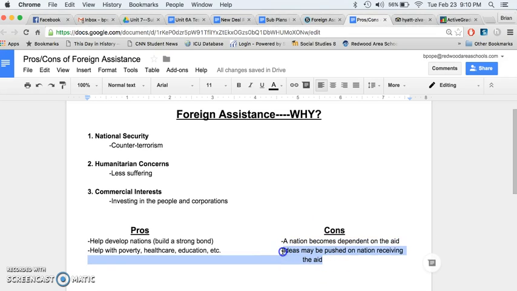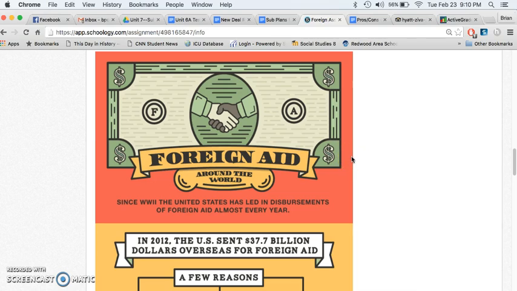And last but not least, ideas may be pushed on a nation receiving aid. Our belief system may be pushed on one culture, and culture might be deteriorated or ruined altogether. So there are reasons for why we do this. There are pros and cons, like me and my father discussed this summer.